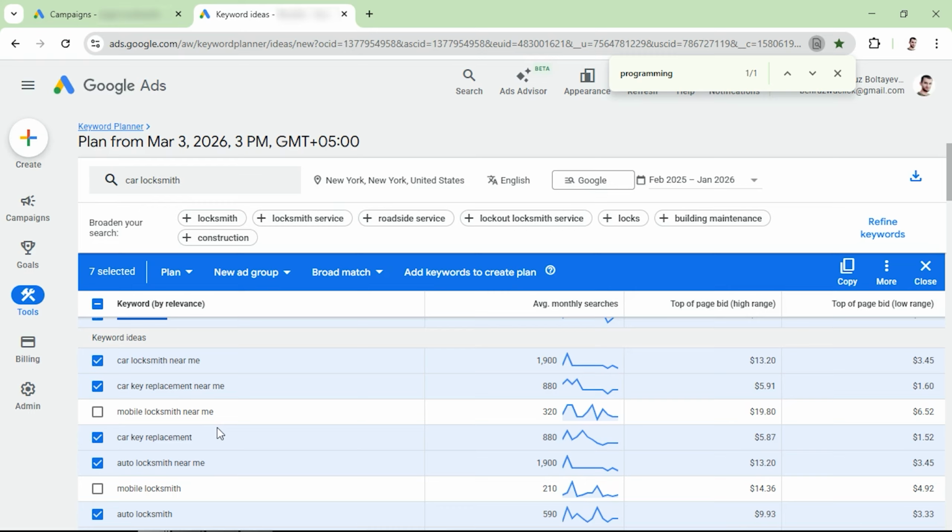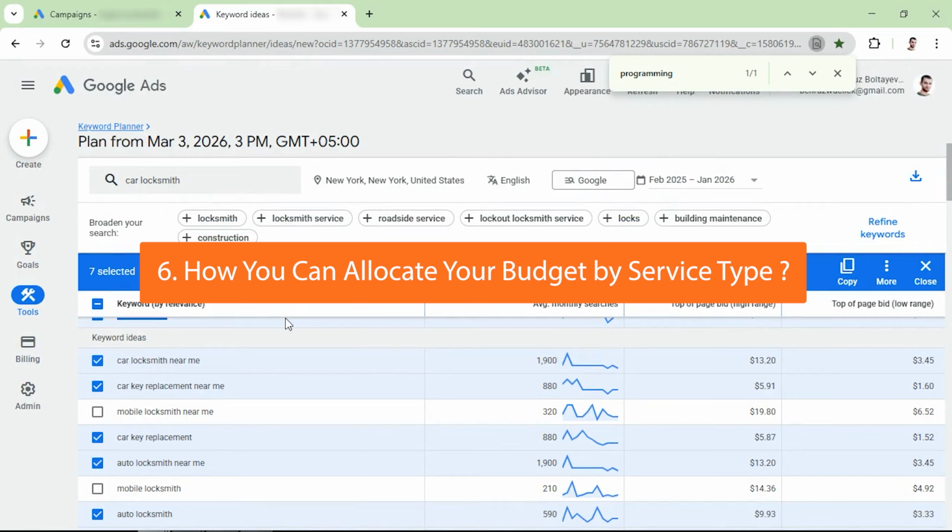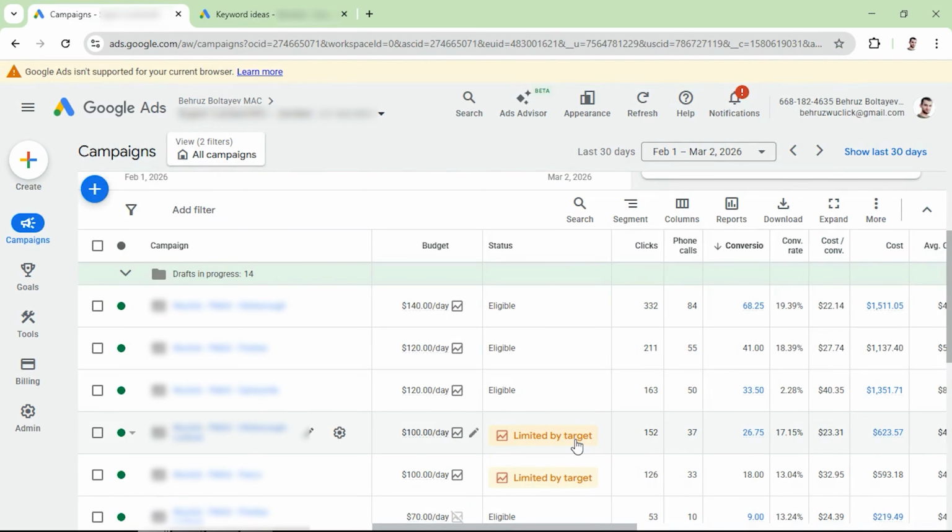The next thing on our list: you can allocate your budget based on your service type. For example, if you want to get more phone calls from certain service areas, you can allocate your budget accordingly. Let's say you have a $100 per day budget and you want to get more car lockout services. You can allocate $70 per day for car lockout service types and $30 for other car locksmith services.